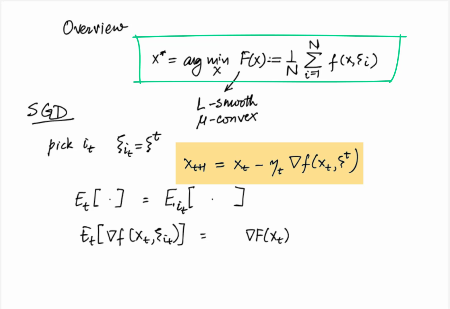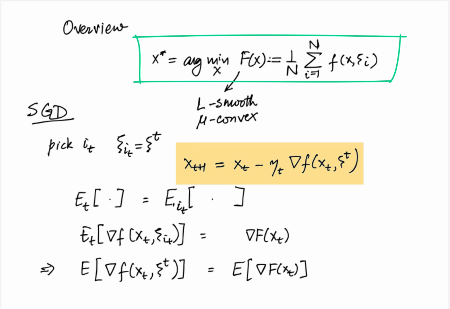When we are taking such an expectation, we must observe that the iterates x t depend only on i 1 to i t minus 1. Hence, x t is independent of i t. Hence, we can evaluate the expectation with respect to i t by averaging over all i from 1 to n. We can also take the full expectation on both sides. Expected value of gradient of f of x t comma xi of i t is equal to expected value of gradient of capital F of x t. Now both sides of this equation are constants.